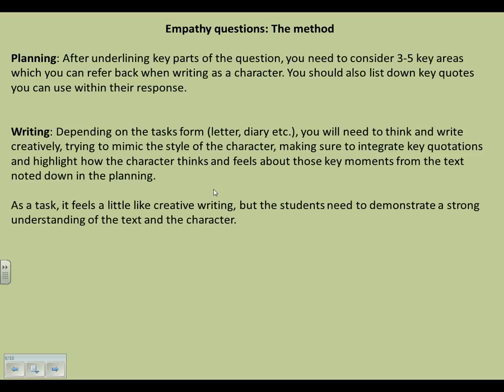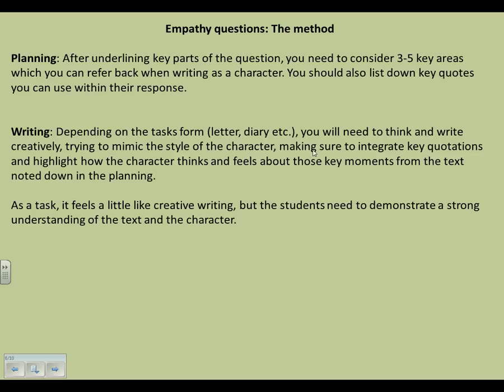The writing depends on the task here. You might be asked to write a letter, a diary, something like that. The difference between an empathy task and a traditional essay is that you need to write creatively. You are trying to write as if you are the character, and the closer you are to writing in their style, the better your empathy, the higher chance you have of getting that A star.